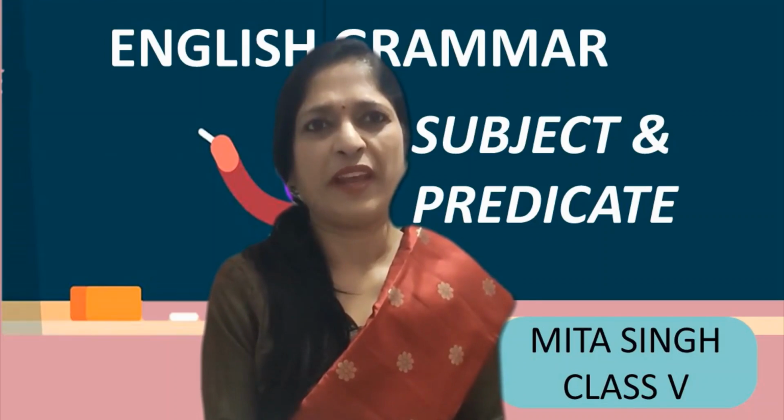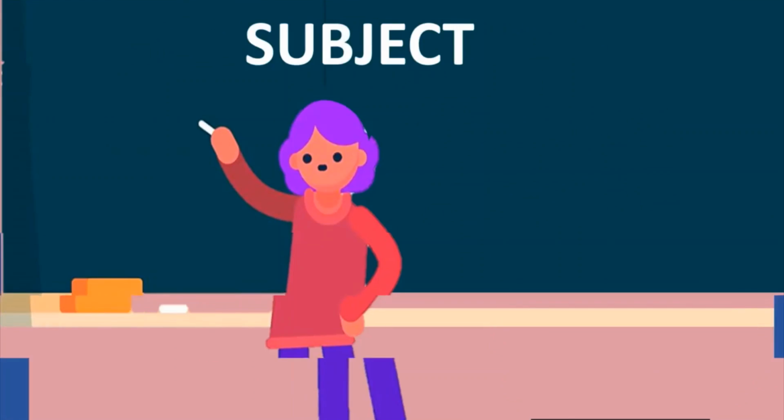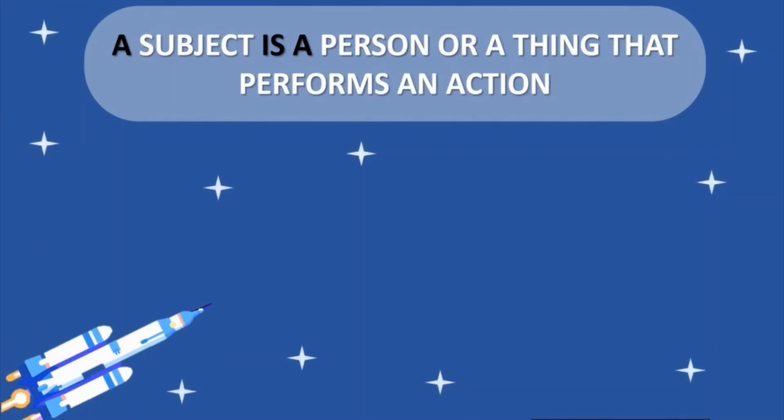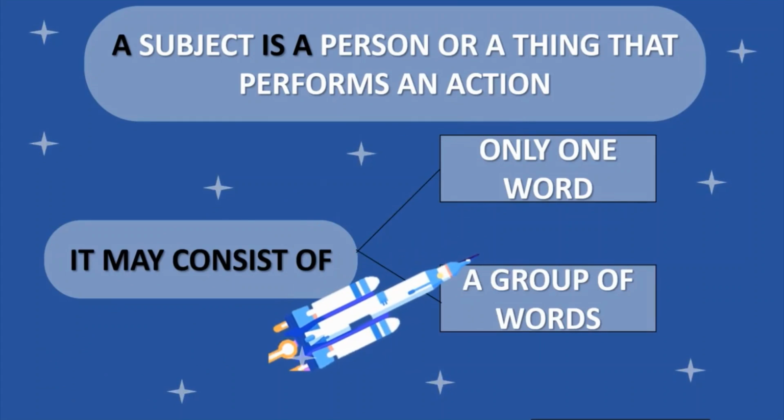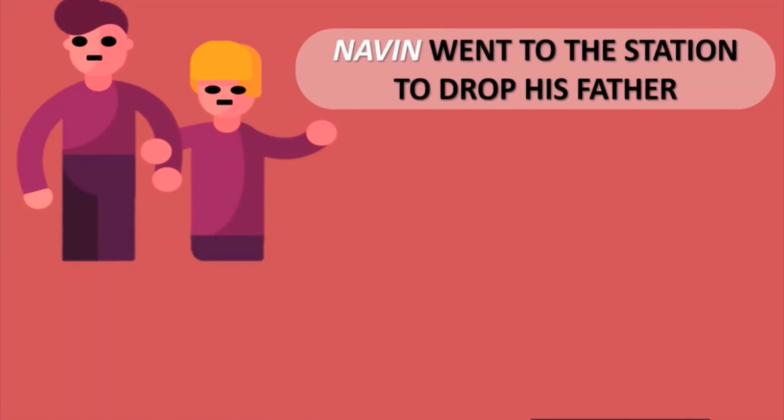So, let us begin. In a sentence, a subject is a person or a thing that performs an action. It may consist of only one word or a group of words. We will see this in an example. Naveen went to the station to drop his father. Who went to the station to drop his father? It is Naveen. So, Naveen is the subject here.